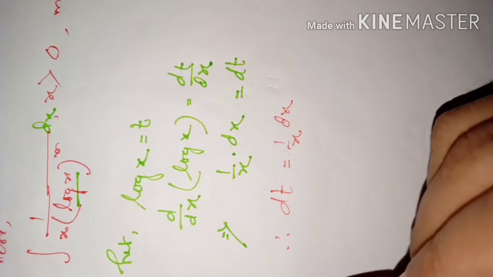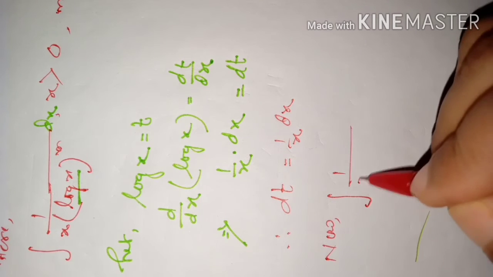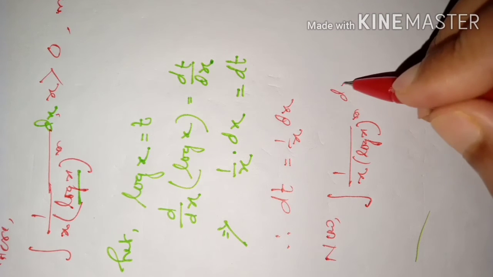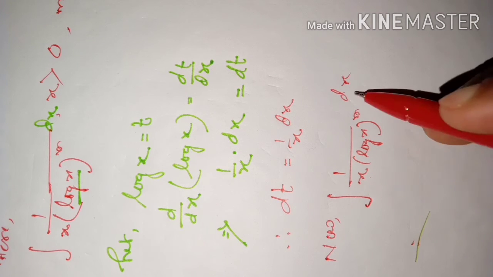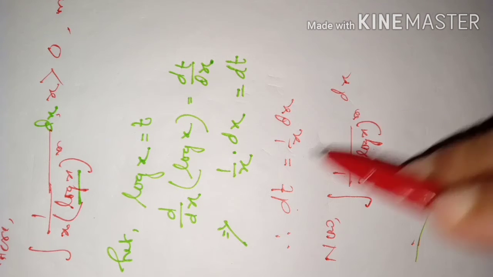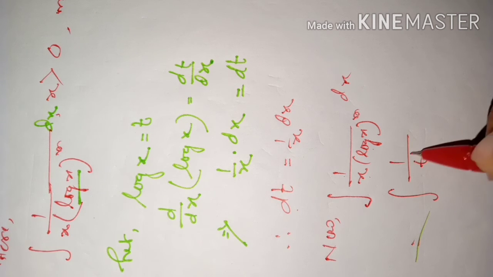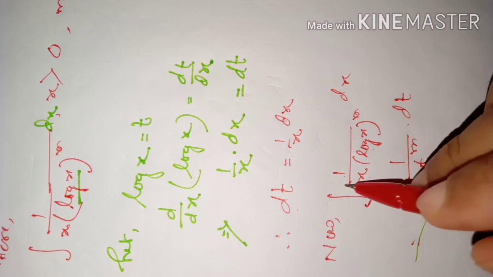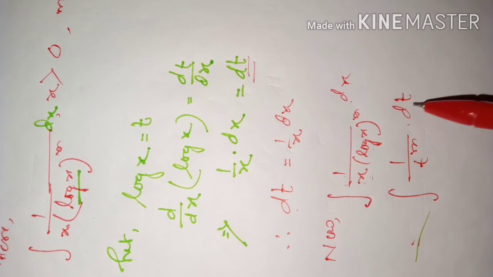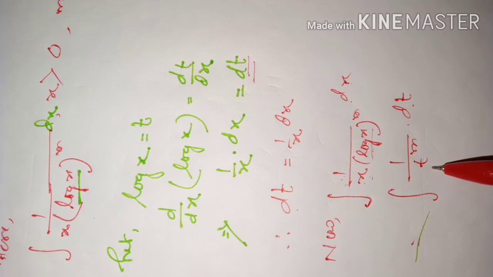So therefore now we will write the original problem. Integration of 1 by x log x raised to the power of m dx can be written as, for this 1 by x into dx is dt, then 1 by log x to the power of m. Log x stands for what? t. So we will write integration of 1 by t to the power of m into dt, because 1 by x into dx is dt, we are using this. And then remains 1 by log x to the power of m. So log x is t to the power of m.